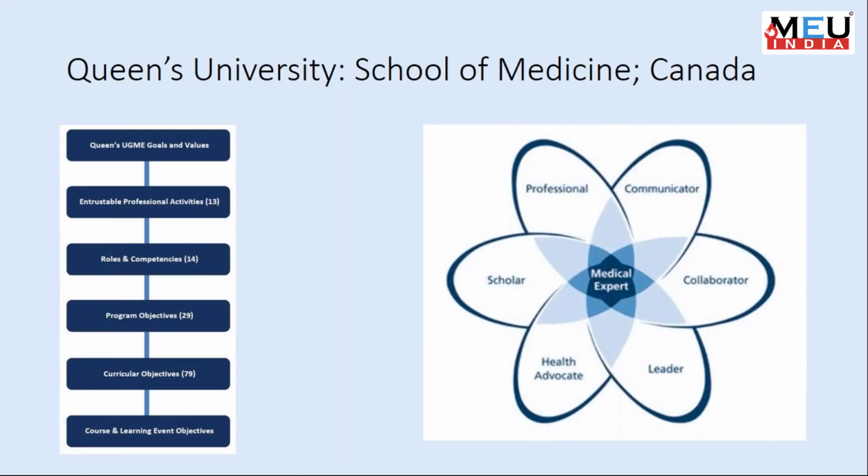And entrustable professional activity would also require acquisition of certain skills which an individual will have to assume the role. For example, over here you can see the roles which a medical graduate will have to acquire are medical expert, communicator, collaborator, leader, health advocate, scholar, and professional. Remember these roles are different according to different countries, right? So this is what we are talking about, Canada and Queen's University.